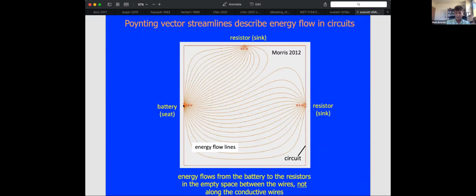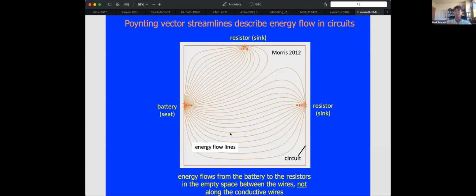We have a battery here with some kind of voltage, which is a source or a seat of EMF or energy, and we have 2 resistors. Now, naively, you would think that energy flows in the wire because that's where the currents flow, that's where all the action's going on. There's nothing going on anywhere else. If you were to plot the energy flow, you would simply plot the wire, but it's not the case. Energy flows actually from the battery to the sinks of energy through the free space.